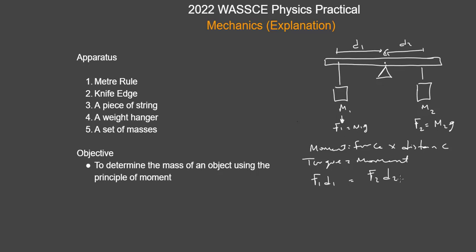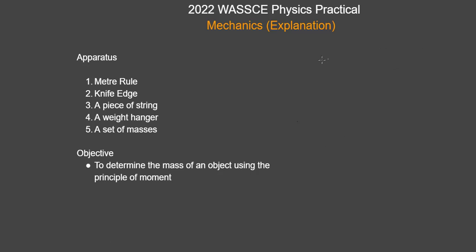But there's a catch here. The catch is that we are assuming that the weight of the meter rule is acting along this pivot point. If the weight of the meter rule is not exactly at the point where we have the knife edge, then the weight of the meter rule will be considered when you are applying the principle of moment. So let's take a look at this scenario.